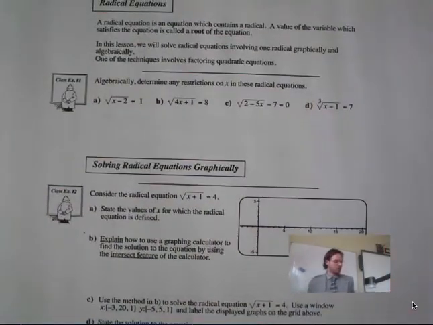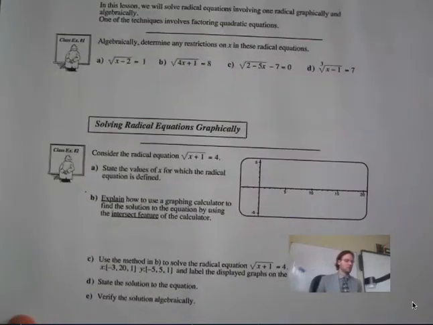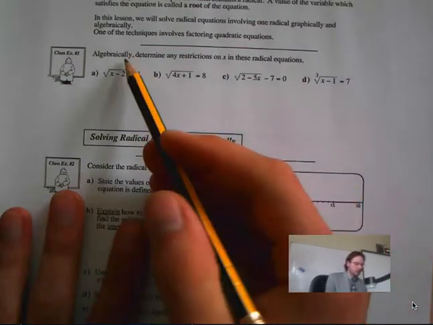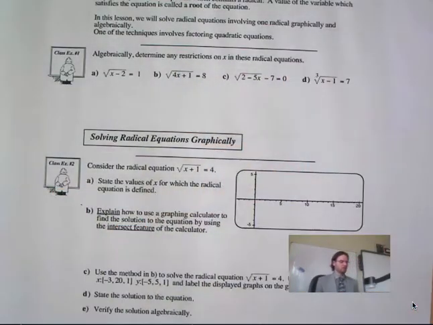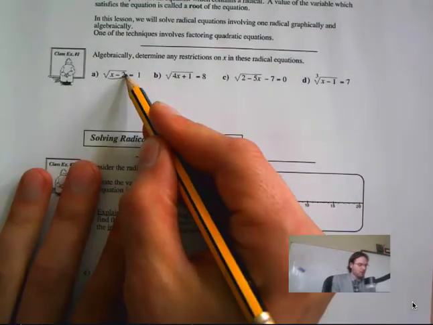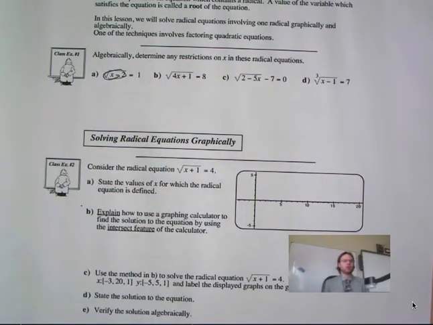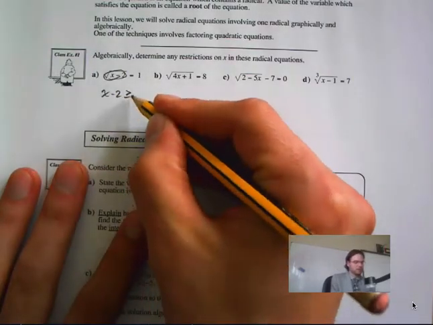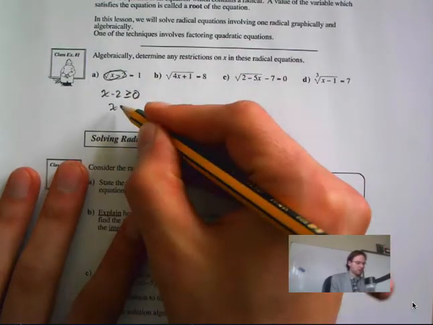So here we're going to just do our first example before you do the first question or two in the book. So it says, algebraically determine the restrictions of each of these. So the restriction, all that means is we have to look at this. That cannot be less than 0. So then x minus 2 must be greater than or equal to 0. X is equal to 2.